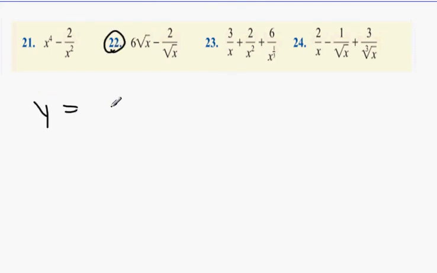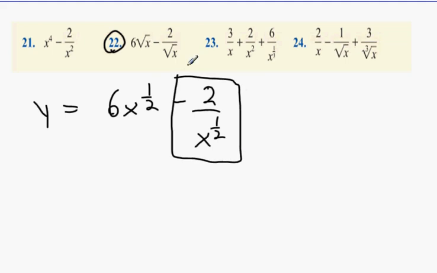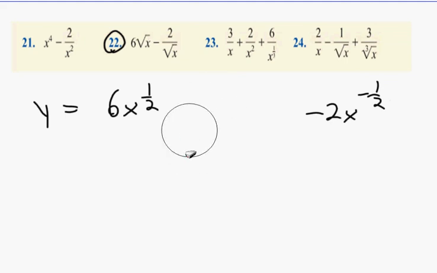Y equals 6 root x. 6 root x is the same thing as 6x to the power of? A half. Divided by 2 root x, which is 2 times x to the power of? A half. Lads, what can I change this into? 2x to the minus a half. Well done. Okay.